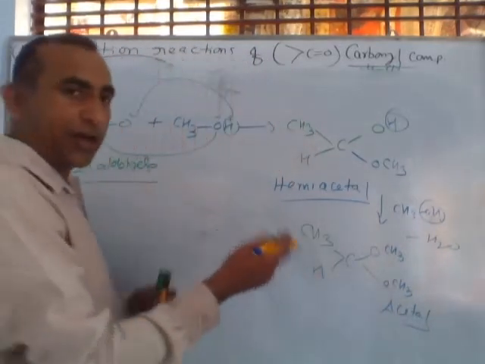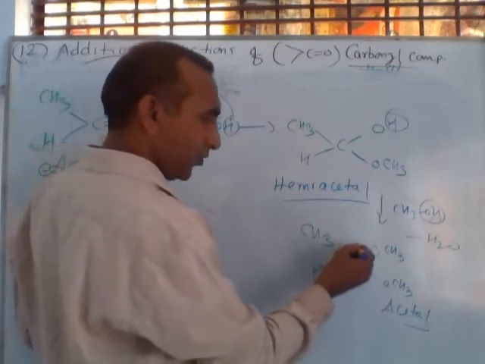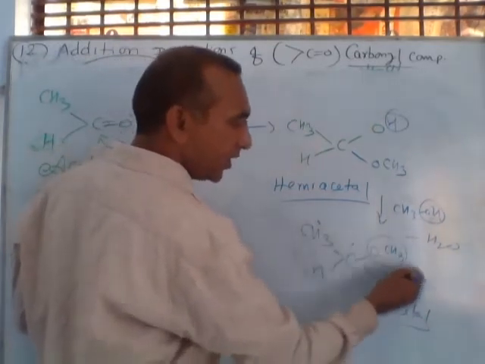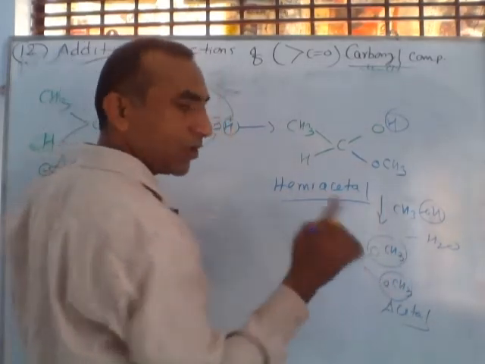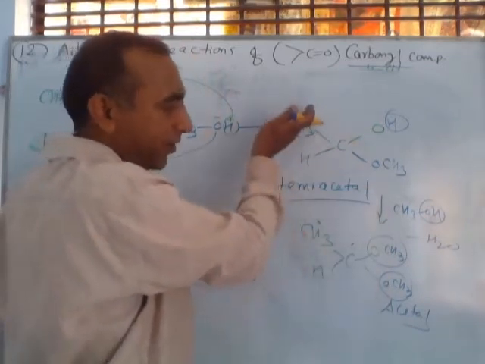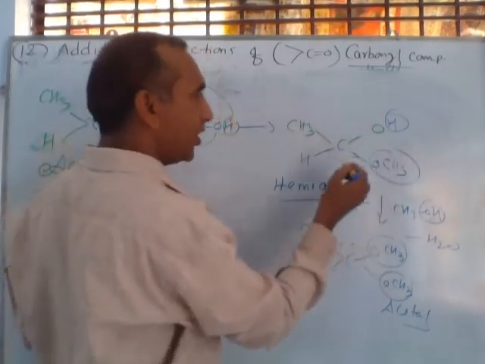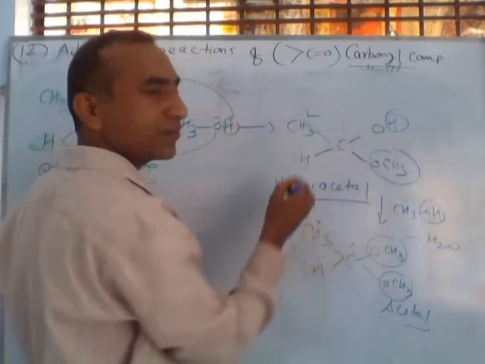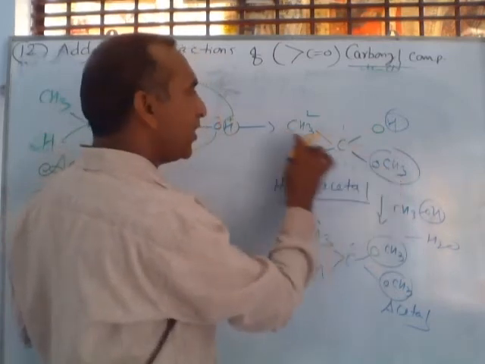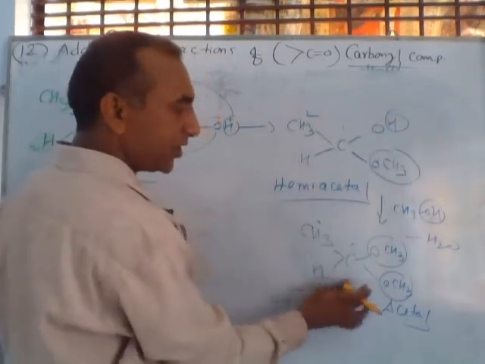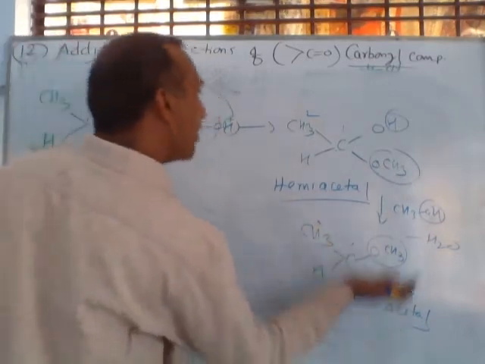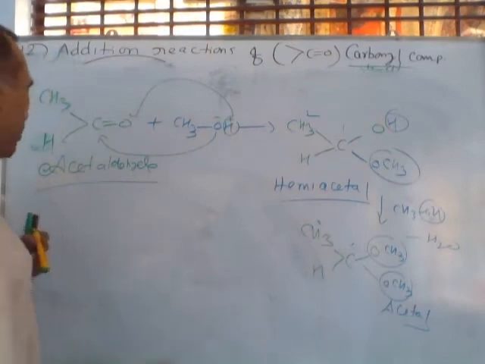Acetal. You can write its IUPAC name. This is 1, 2. On first carbon there are 2 OCH3. These two are called methoxy. So you can say 1,1-dimethoxyethane. This is called acetal. But this is half. In this there is only one methoxy. What is the name of this compound? 1, 2. So you can say this is called 1-methoxyethanol. This is ethanol, but this is not ethanol. This is 1,1-dimethoxyethane. So this is acetal, but this is hemiacetal.